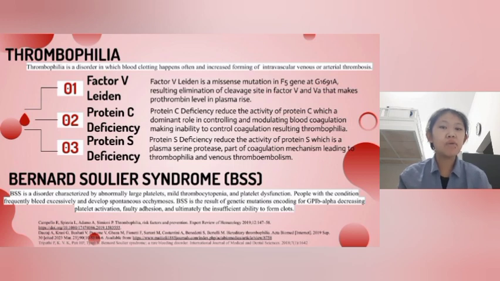I will explain about thrombophilia and Bernard-Soulier syndrome as blood clotting disorders. Thrombophilia is a disorder in which blood clotting happens often. There are several types of thrombophilia. The first one is factor V Leiden, which makes prothrombin levels in plasma rise. The second one is protein C deficiency, which reduces the activity of protein C, making it unable to control coagulation, thus resulting in thrombophilia. The third one is protein S deficiency, leading to thrombophilia and venous thromboembolism. While in BSS, there are large platelets, mild thrombocytopenia, and platelet dysfunction, consequently an insufficient ability to form clots.